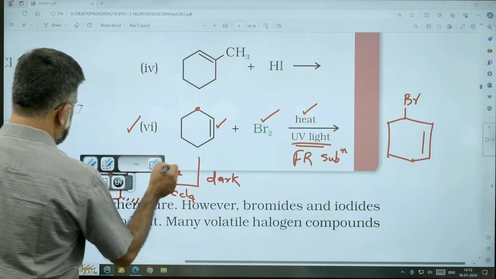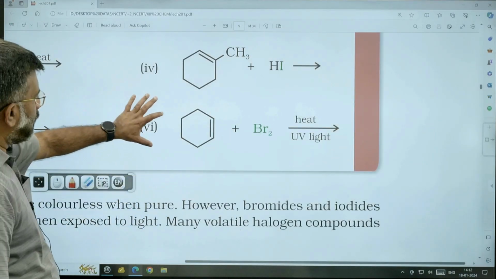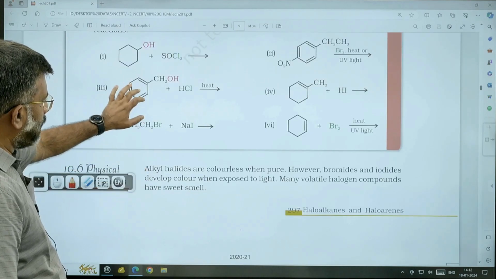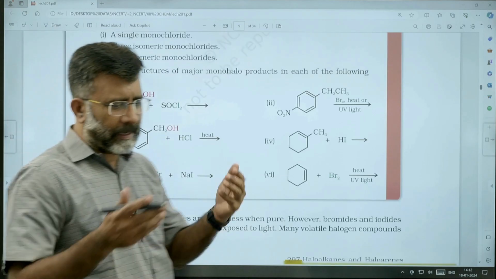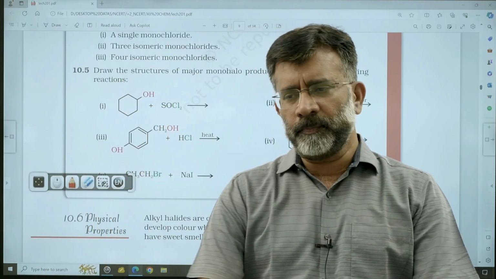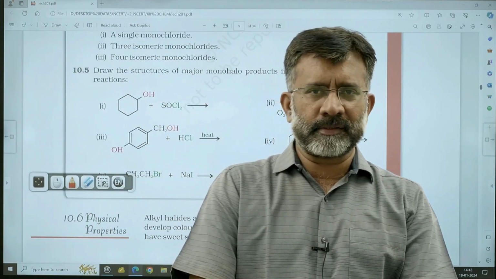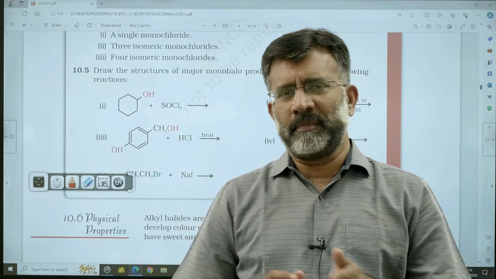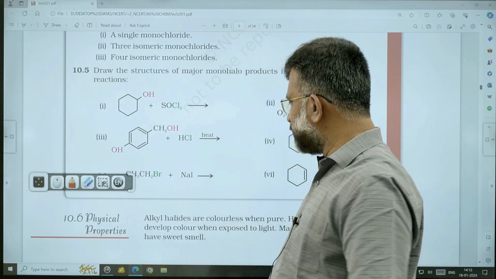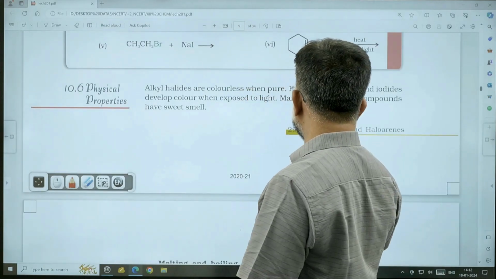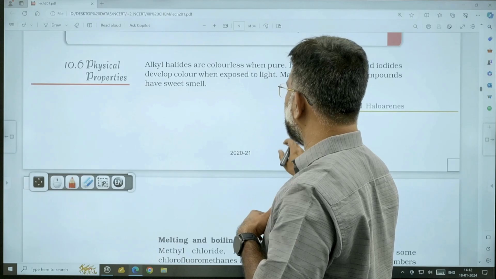Okay. That's about preparation of alkyl and aryl halides. So many reactions we have gone through, right? From alcohols, from alkanes, and now preparation of aryl halides. Now on to properties of haloalkanes and haloarenes.